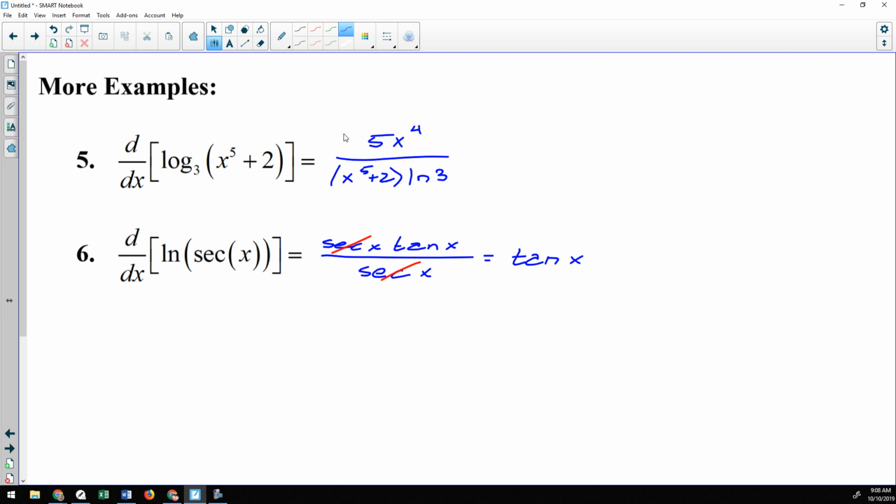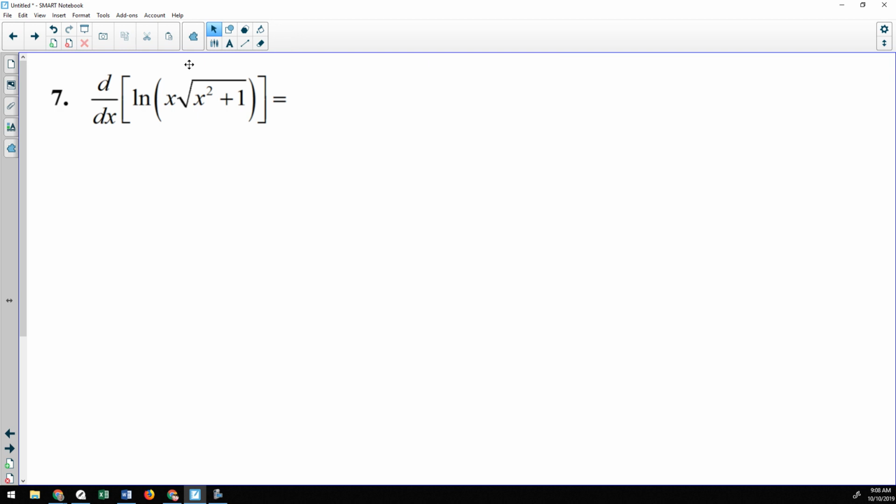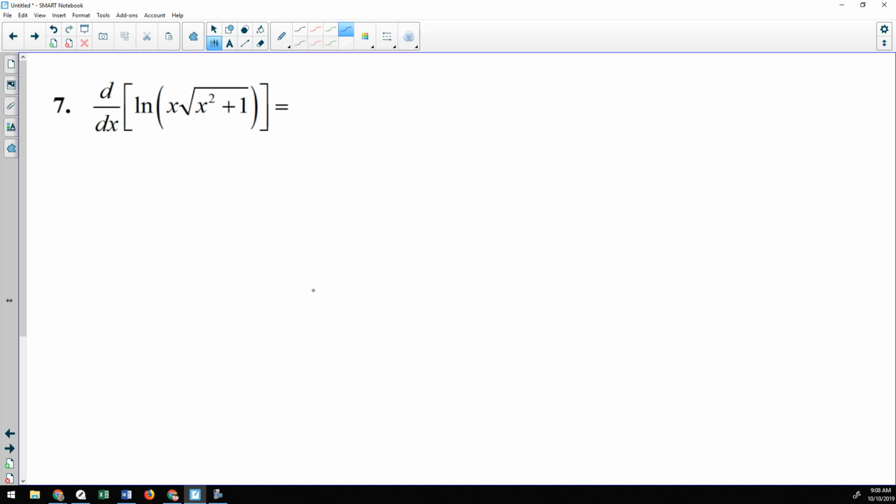And I have one more example I want to do, and I'm actually going to do this example twice for the sake of making a point. So here I have a really ugly logarithmic derivative. It's the natural log of x times the square root of x squared plus 1. So when I do that derivative, I know that the inside is going to go in the denominator. So I'm going to go ahead and put x square root, except instead of writing square root, I'm going to write x squared plus 1 to the 1/2.